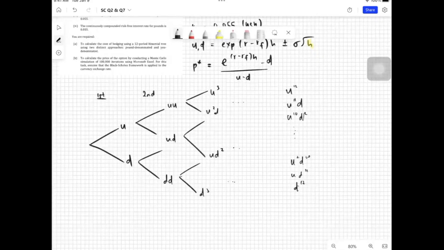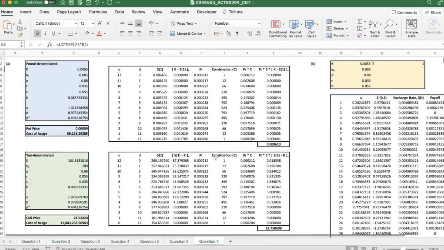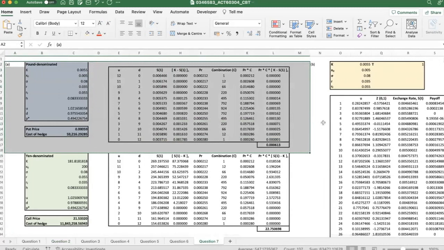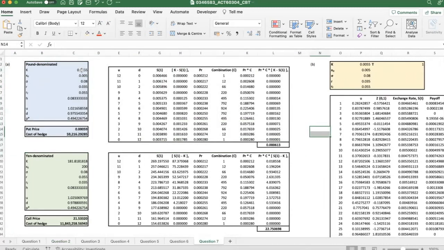Okay, for question 7 here, we look at the top part first, on the pound-denominated calculation. These are all the inputs we've gotten from the question. H is 1 out of 12, as I've mentioned, since your entire binomial tree has to be 12 months, so for one period h is 1/12. The u, d, and p probability here are calculated from the formulas that we've established just now.